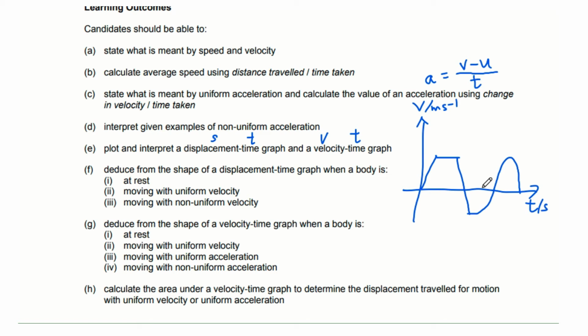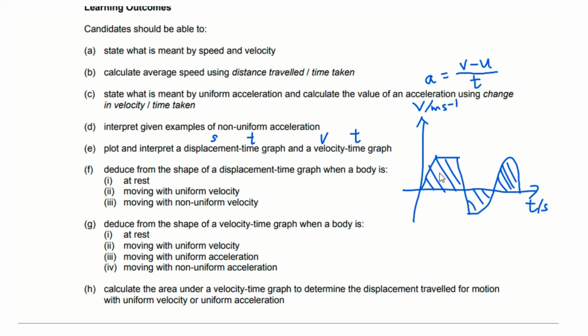In addition, we can also find the distance traveled. How do we find distance traveled? Well, the area under the graph will give us the distance traveled. So by finding the area under the graph, we'll find the distance traveled.